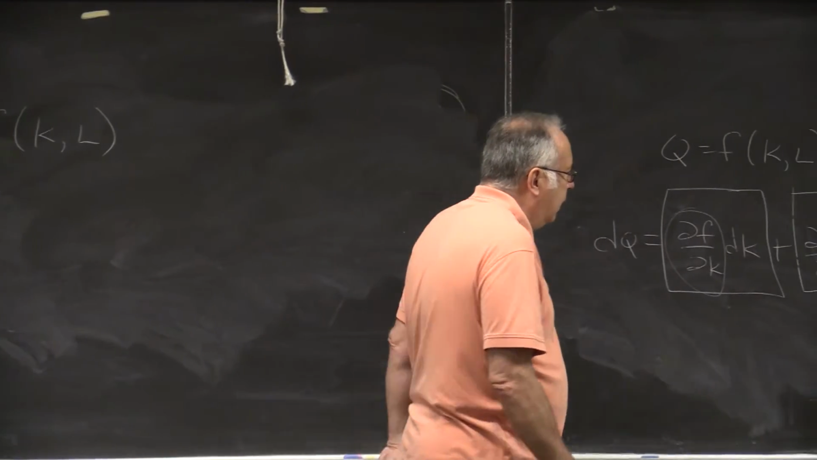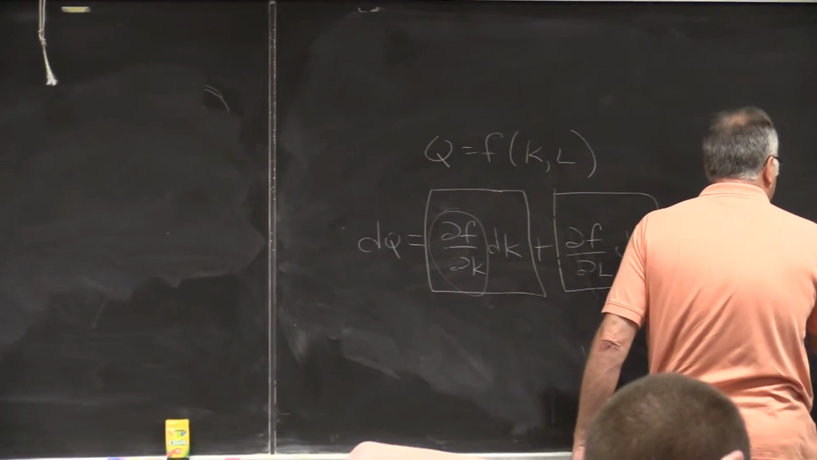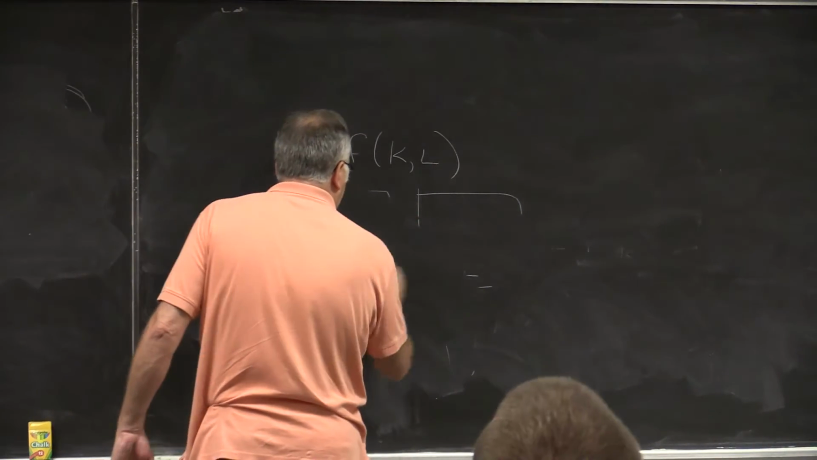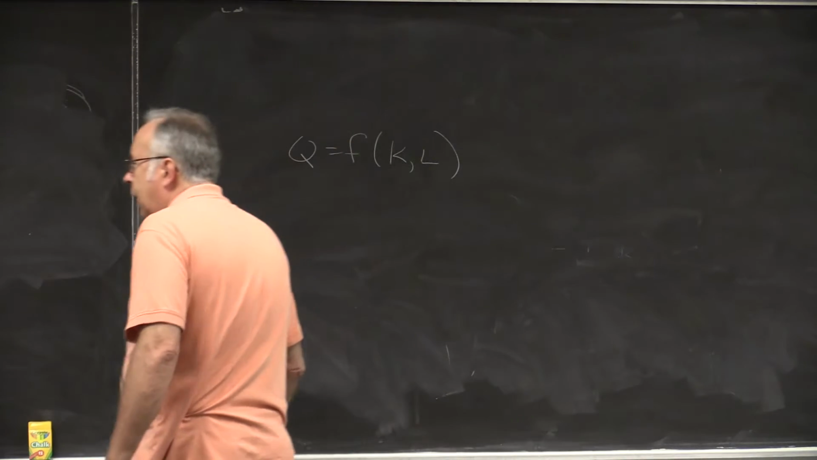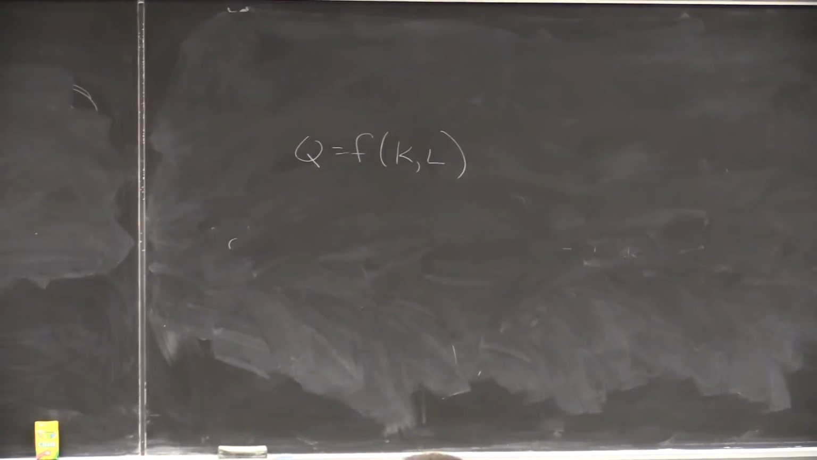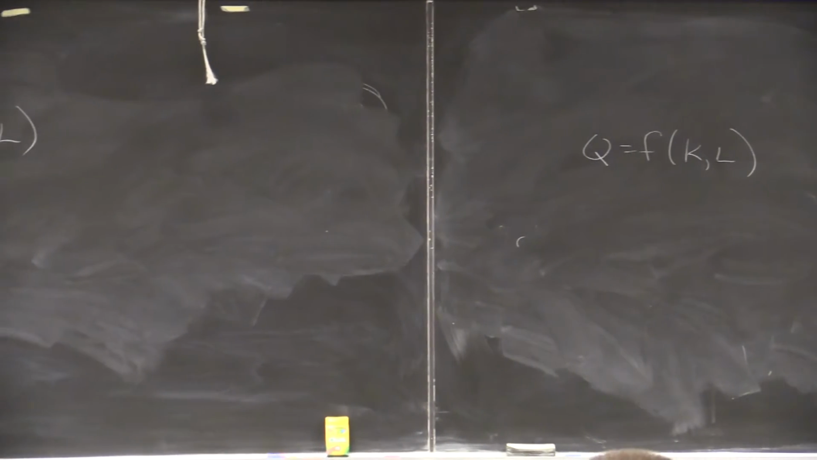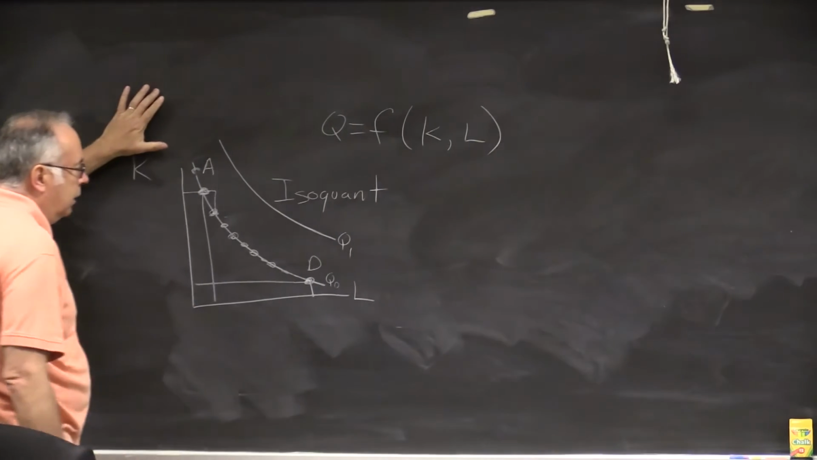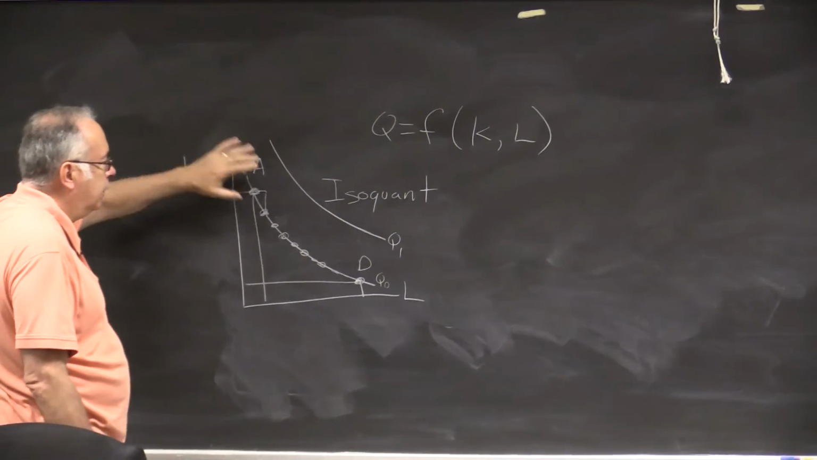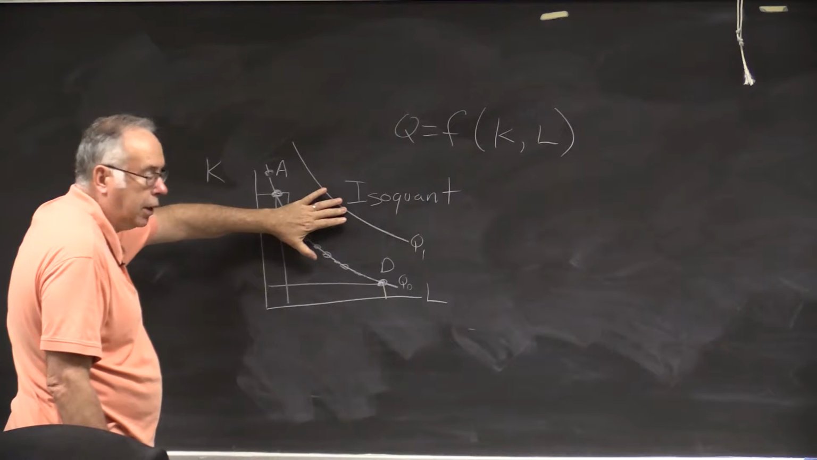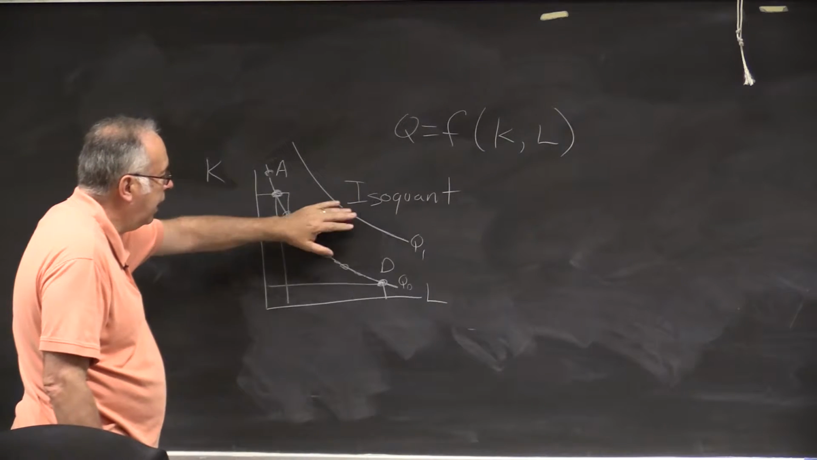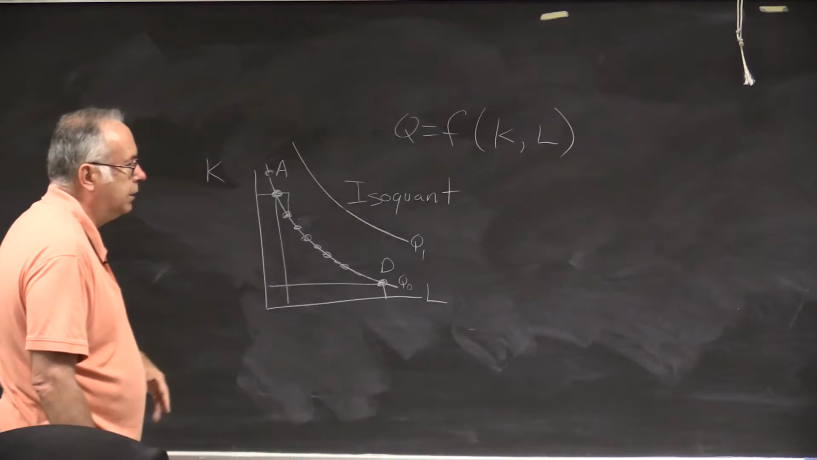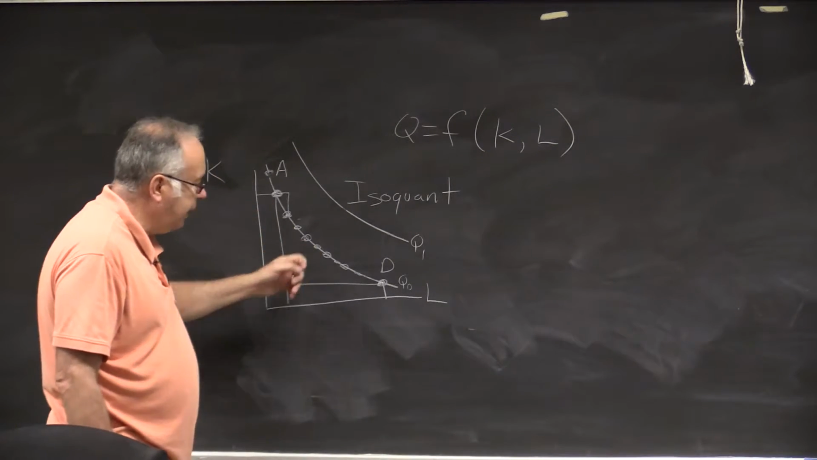Now, mathematically, how is this related to the concept of a total differential? This is the isoquant for, say, 100 tons of steel. For 200 tons of steel, the isoquant would be further out, because if you're producing more steel, you're going to need more capital. So the further out you go, the higher the level of output. Okay, so there will be a whole family of isoquants.